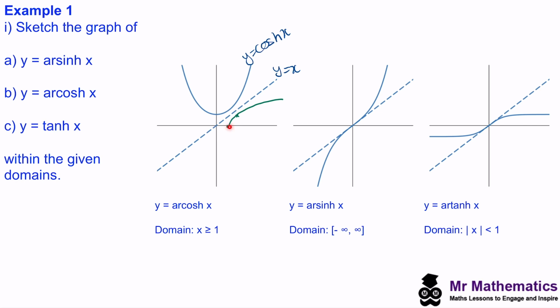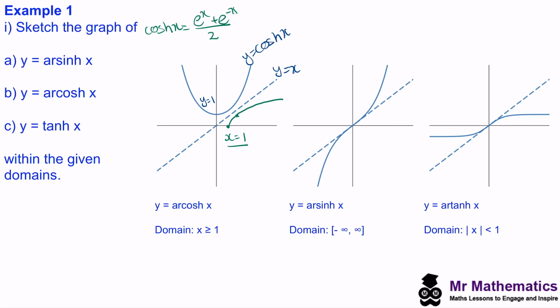To work out this value, we need to consider cosh of x in exponential form, which is e to the x plus e to the minus x, divided by 2. I'll just make sure this is cosh of x. At this point, the x value is 0. So when you substitute x equals 0 into here, we get e to the 0, which is 1, e to the negative 0, which is also 1, and 1 plus 1 divided by 2 gives us a y value of 1, which means the reflected coordinate will be when x equals positive 1. And this explains our domain where x is greater than or equal to 1.